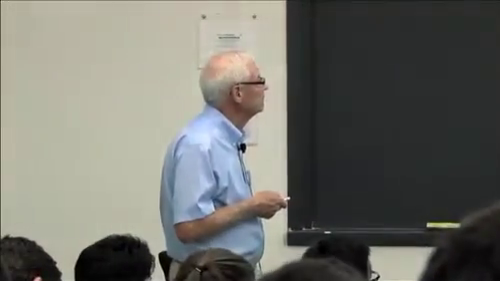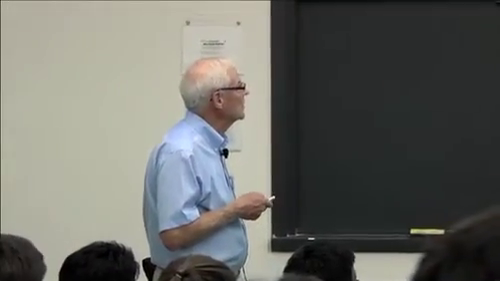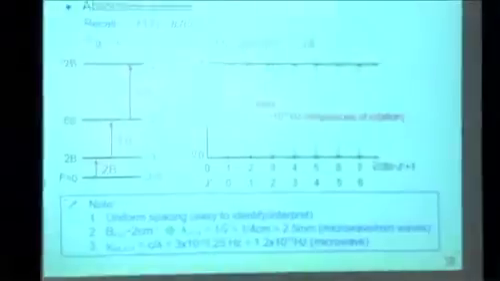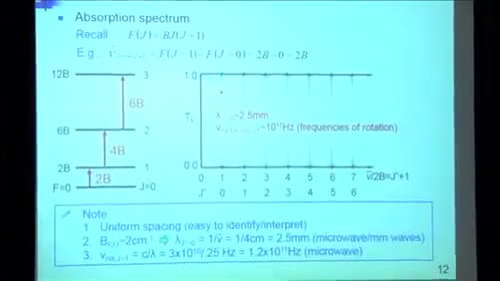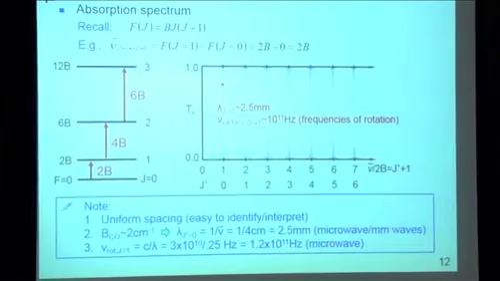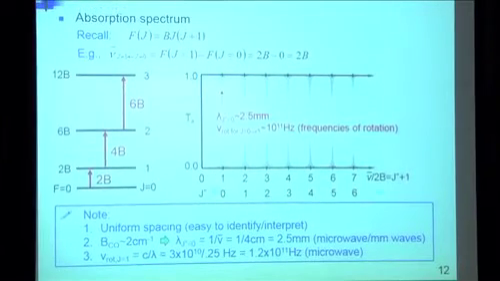0. So the first line would appear here at 1. So that's the line from J equals 0 to 1, 1 to 2, 2 to 3, and so on. Now it looks like they're all equally spaced, as they should be. They're equally spaced. That means I got my rigid rotor.